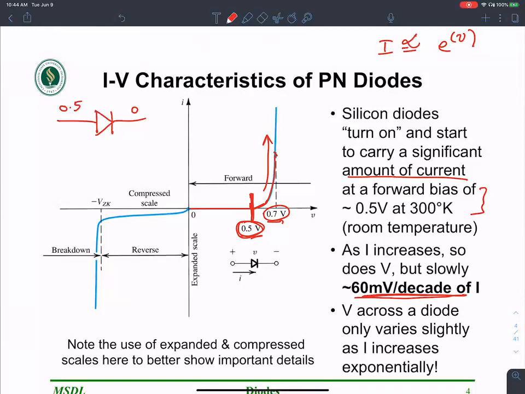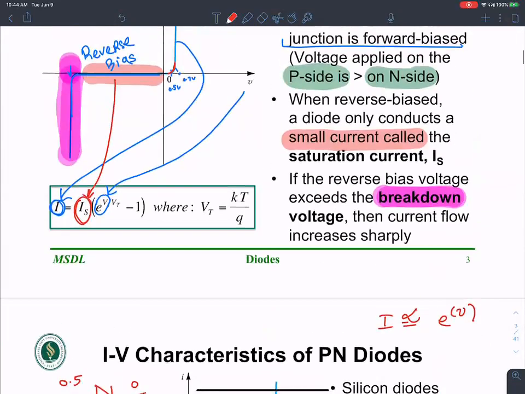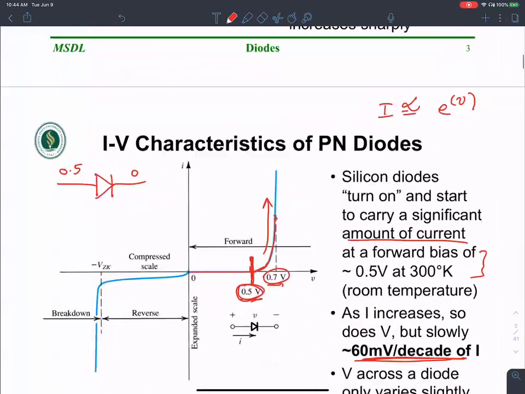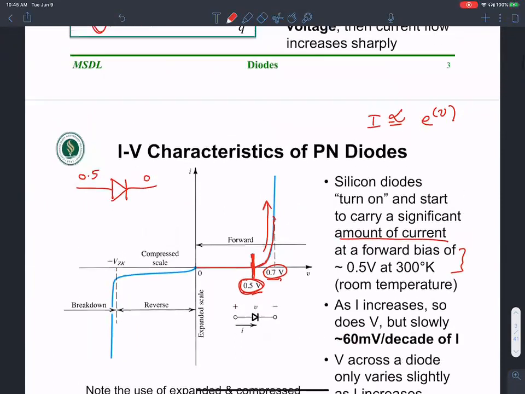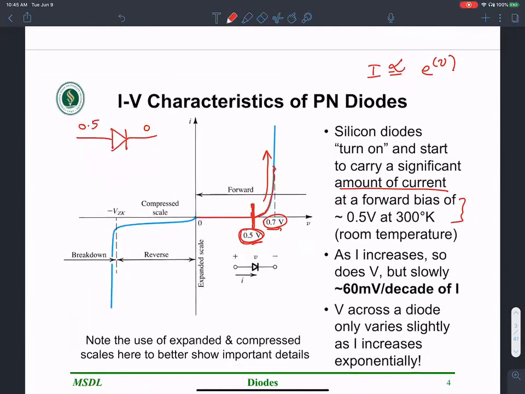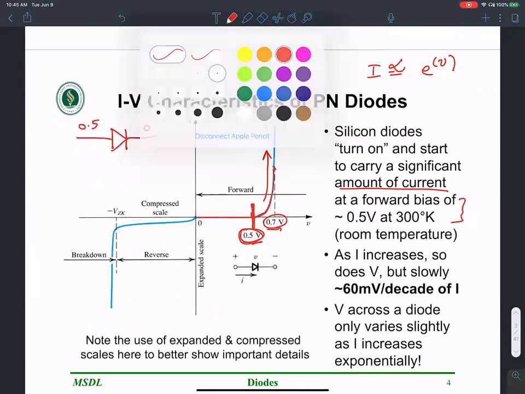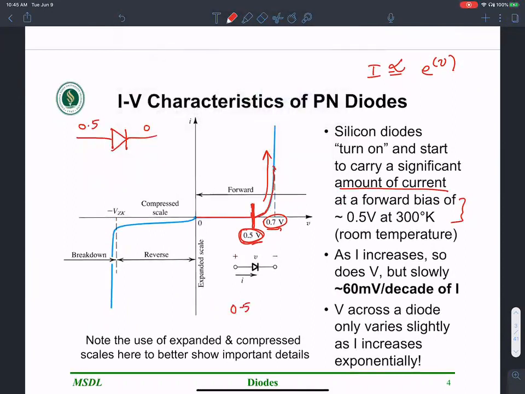Current is proportional to the exponential of voltage, as you can see from the expression here. So for every 60 millivolt increase in voltage, the current becomes tenfold. That's a pretty significant increase. So if the voltage goes from 0.5 volts to 0.56 volts, that is a 60 millivolt increase in voltage.